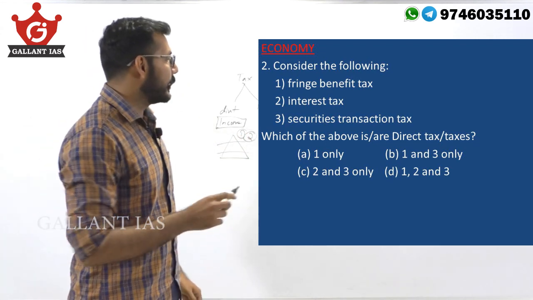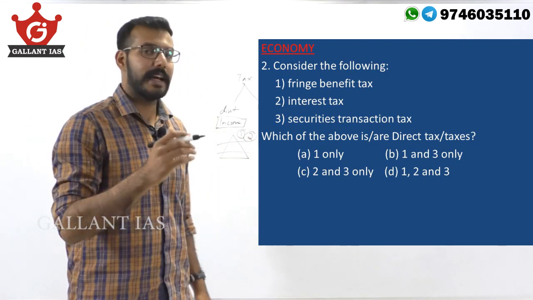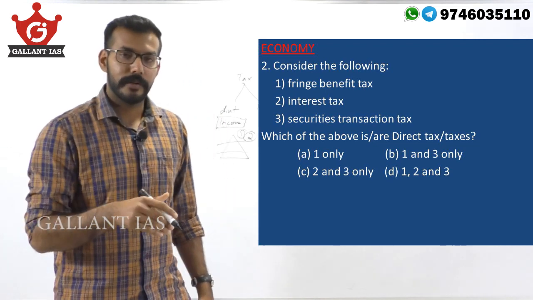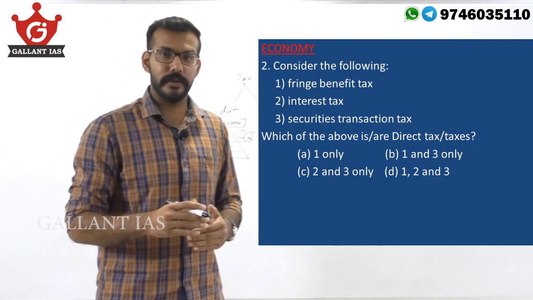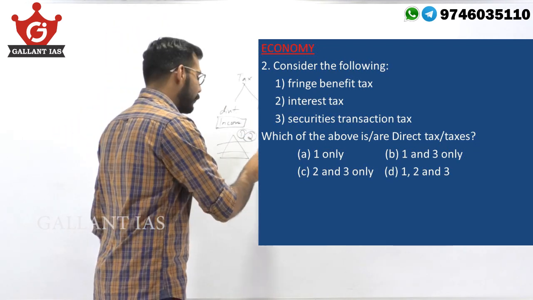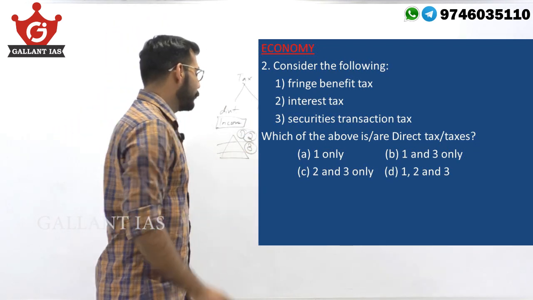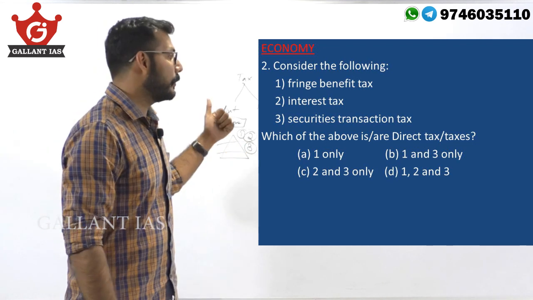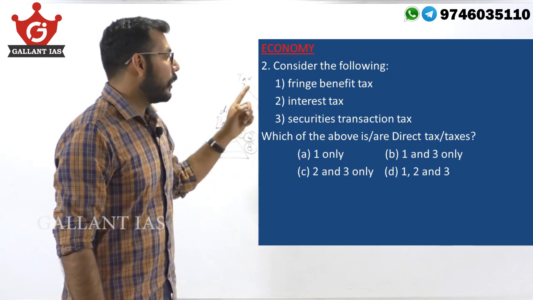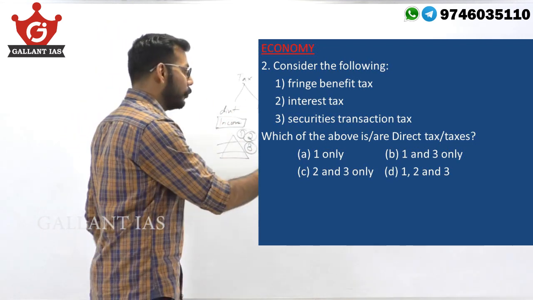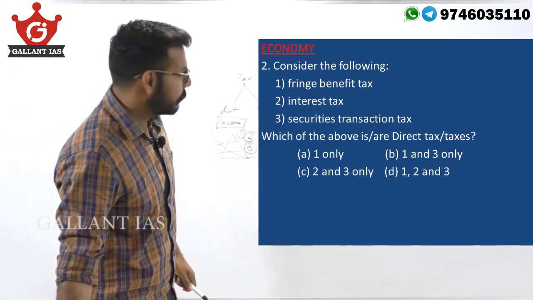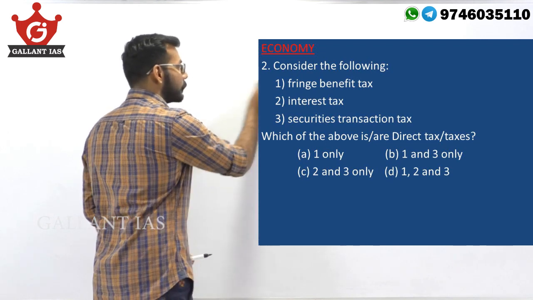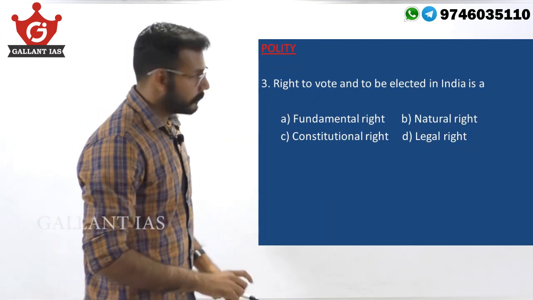Now 3. Security transaction tax. The tax imposed on transactions of securities, the profits earned on securities. Then again, it is not an indirect tax, it comes as part of your income, it is part of your direct tax. So therefore, our answer should be D, where 1, 2 and 3 all are there. So our answer here is D. All of the above.